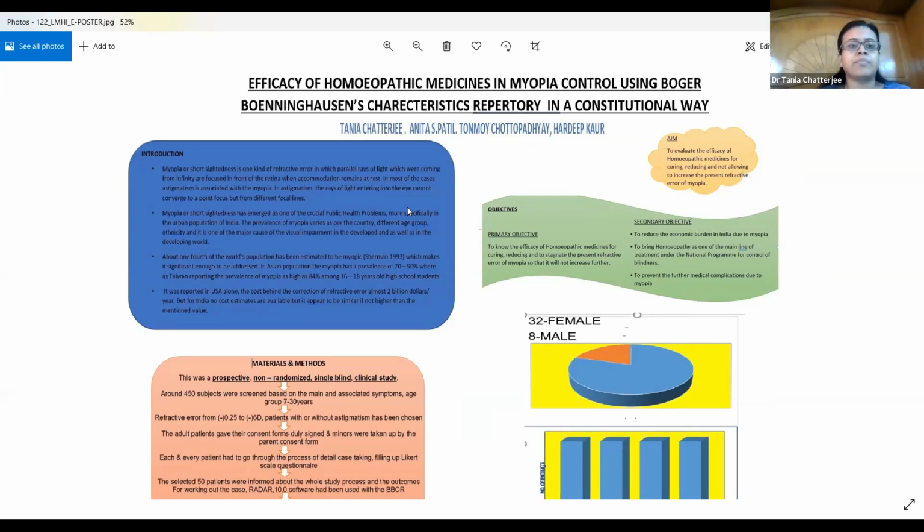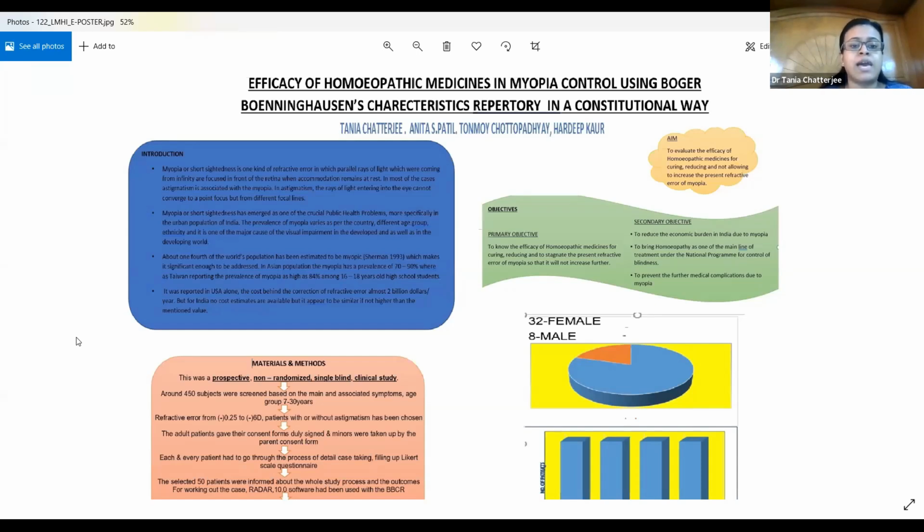So why did I choose this study? Because it has been seen as one of the crucial public health problems, more specifically in the urban population of India, and it is also very prevalent in rural areas. It varies by country, age group, and ethnicity, and it is one of the major causes of visual impairment in the developed as well as the developing nations. About one fourth of the world's population has been estimated to be myopic, which makes it a very significant topic to be addressed.